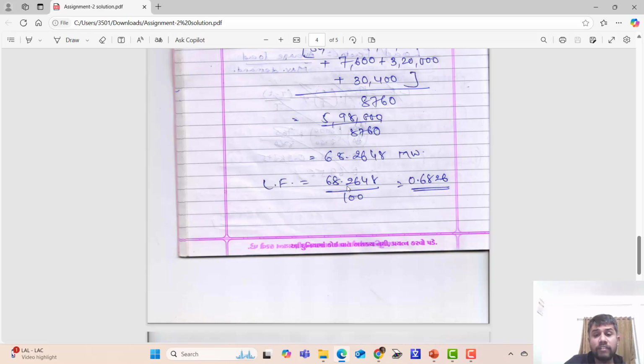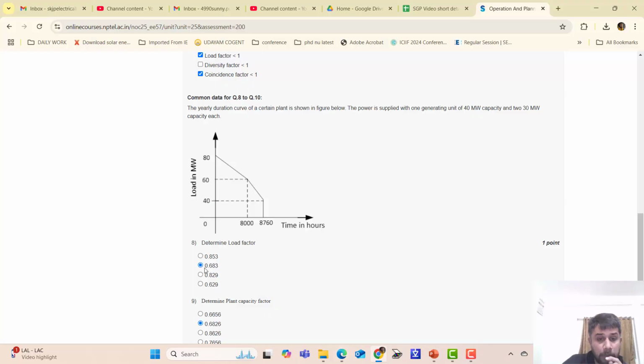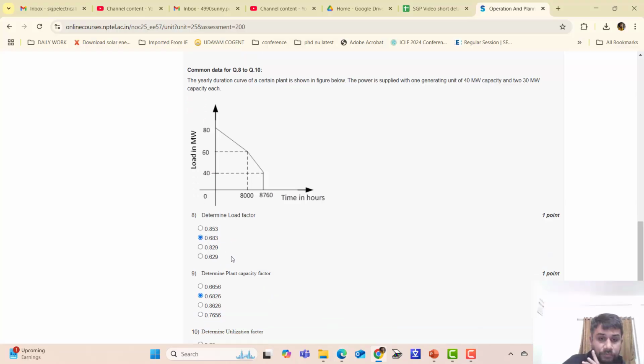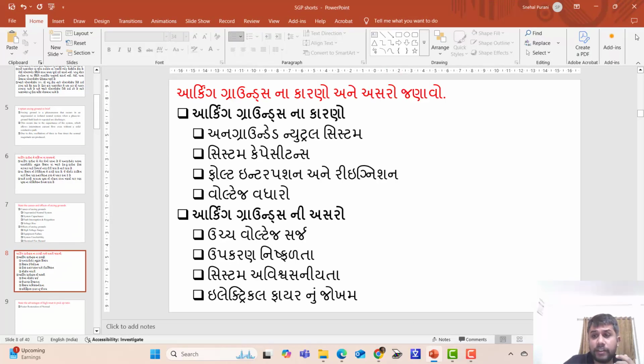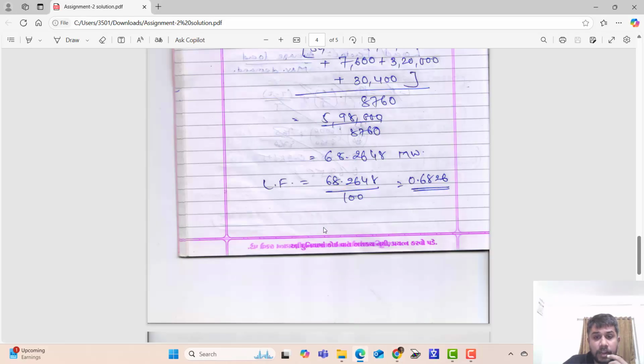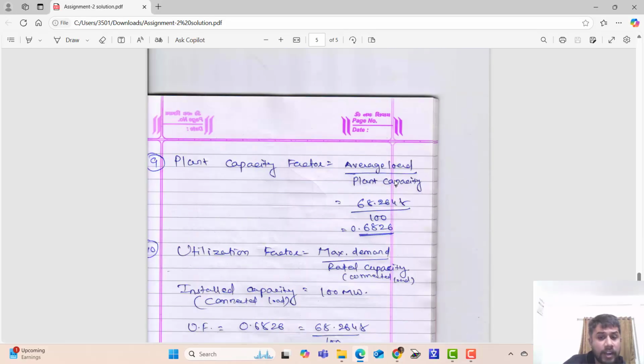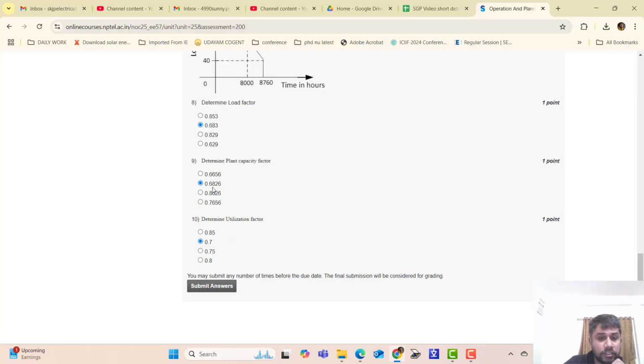The load factor is the average load upon maximum demand, and the maximum demand is 100 megawatt. So 0.6826 is the load factor. So option B is the right answer, 0.683. Now we have to find out the plant capacity factor. The plant capacity factor is average load upon plant capacity. The average load is 68.2648 and the plant capacity is 100. So 68.2648 divided by 100 is equal to 0.6826. So the answer is 0.6826.